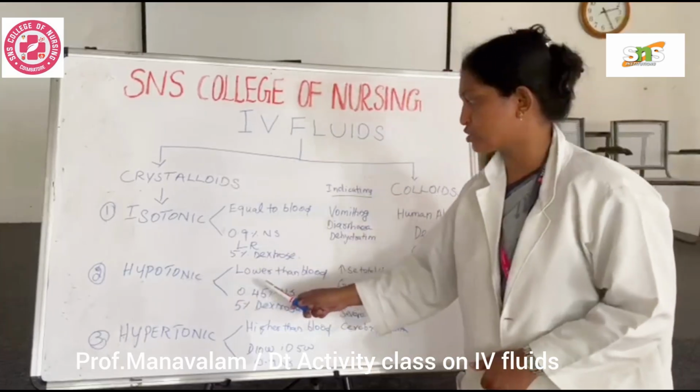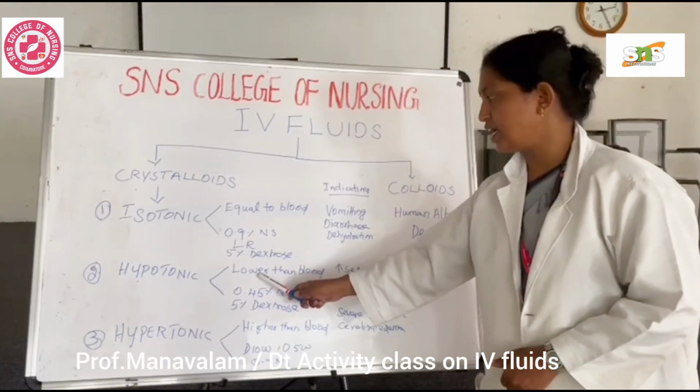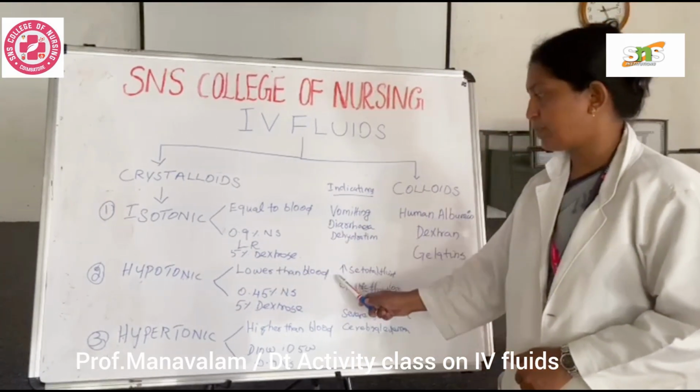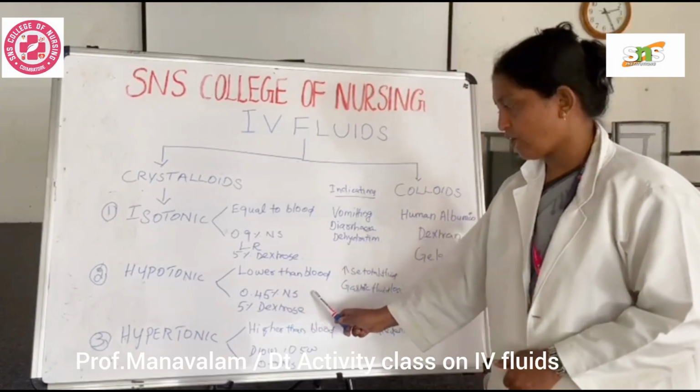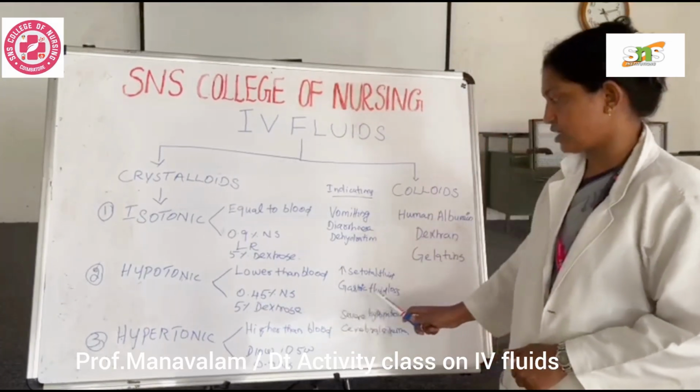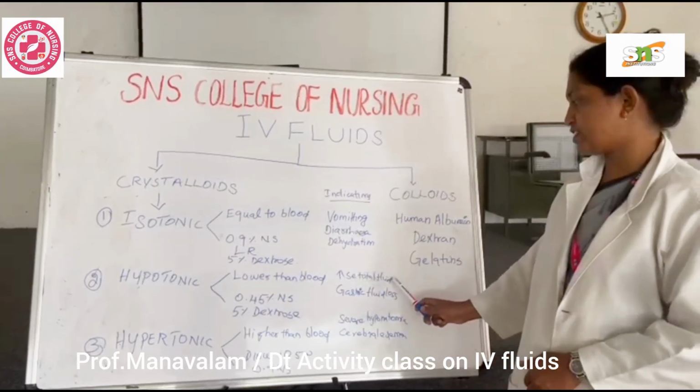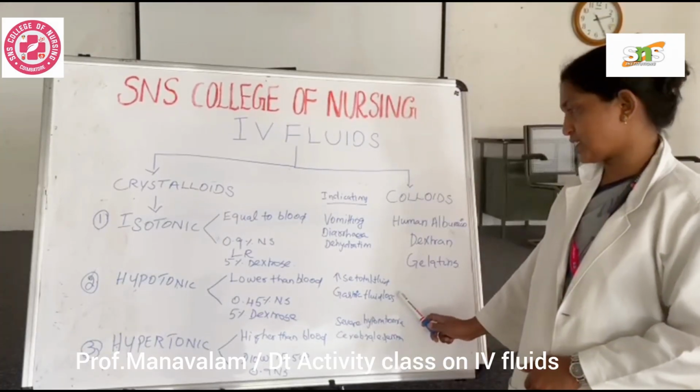Next, hypotonic solution. It has osmolarity lower than the blood. Examples are half normal saline and 5% dextrose. It is mainly used to increase total fluid and in gastric fluid loss.